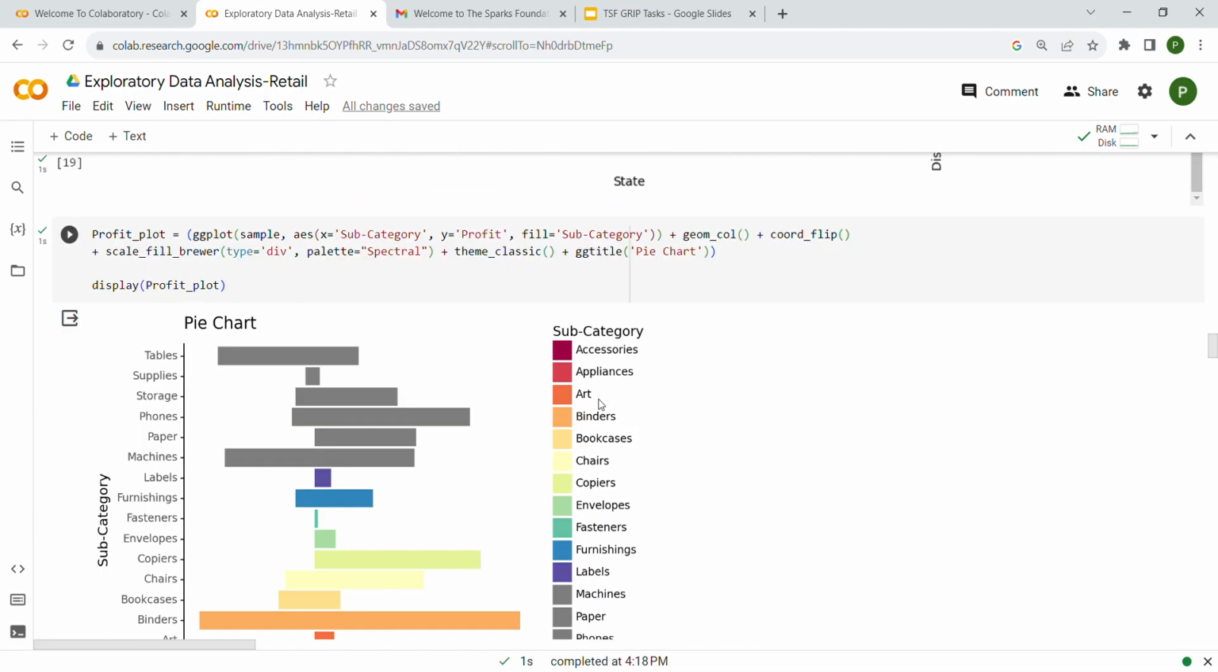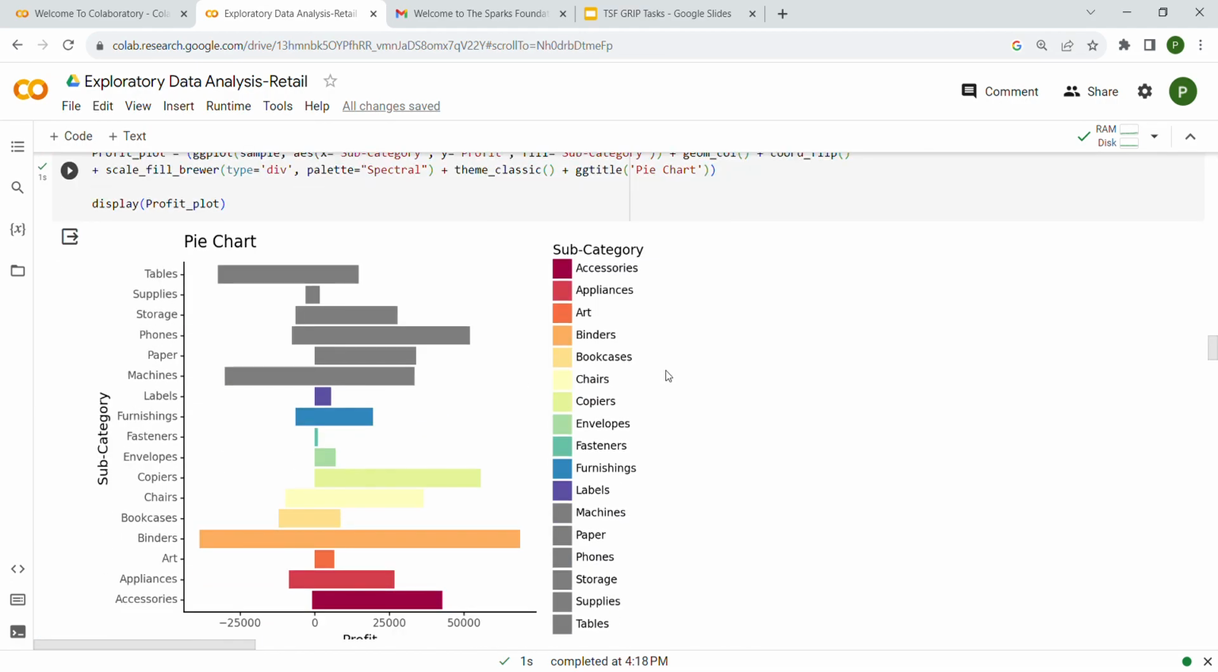Then this pie chart. This pie chart gives us a lot of information. From the above pie chart, first of all, we get to know about the profit and loss of each and every subcategory. From here, we visualize that these binders have the highest amount of loss and profit. Binder subcategory has suffered the highest amount of loss and profit amongst all other subcategories.